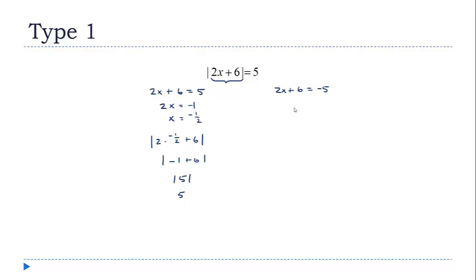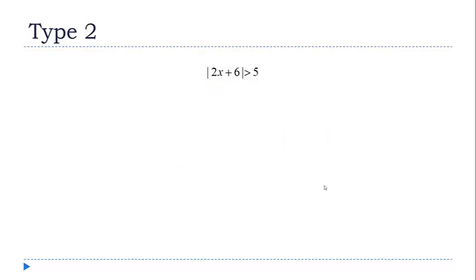Let's look at what's going on on the right-hand side. Over here we get 2x equals negative 11. x equals negative 11 halves. Suppose we try checking this. If I put negative 11 halves in there, this becomes 2 times negative 11 halves plus 6. The 2's cancel here. This becomes the absolute value of negative 11 plus 6. That's the absolute value of negative 5, and that also simplifies to positive 5. So both of those numbers, negative 1/2 and negative 11 halves, are solutions to this equation.